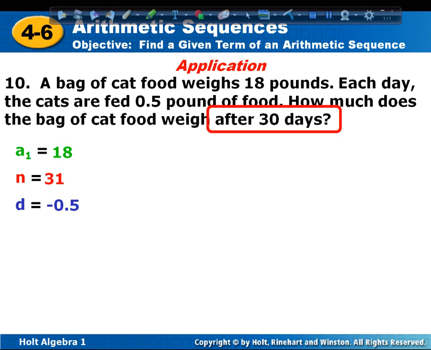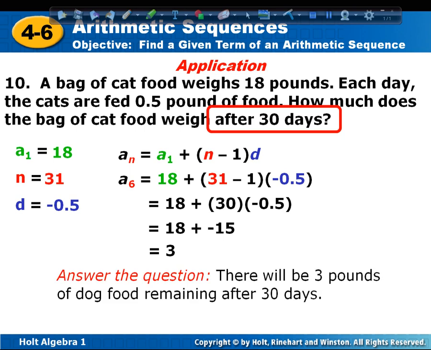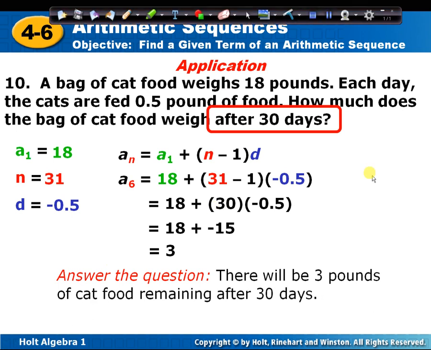And we're taking away 0.5 pounds of food each and every day that the cat's eating. So we have our formula, and we're going to plug those numbers in. a sub 1 is 18 plus parentheses 31 minus 1 times negative 0.5. So again, we're taking away that much food each day. And I get 3. So after 30 days, there will be 3 pounds, and that should say cat food, not dog food. Alright, fix that for you. There will be 3 pounds of cat food remaining after 30 days.